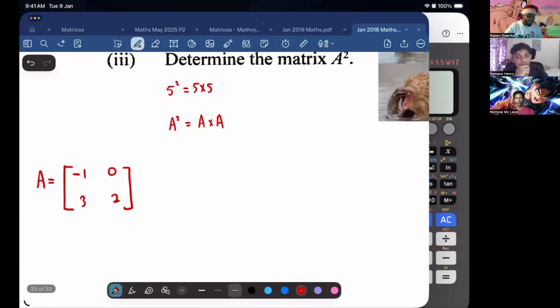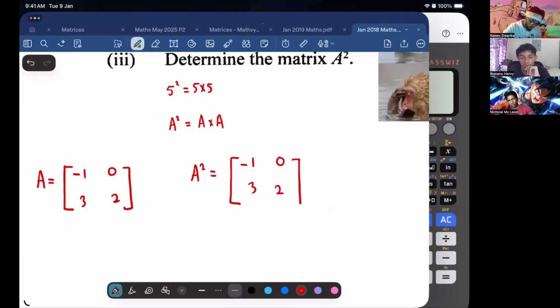So this is matrix A. We want to find A squared. What is A squared? A by A, right. So we're going to write minus 1, 0, 3, 2. And I'm going to multiply that by minus 1, 0, 3, 2.